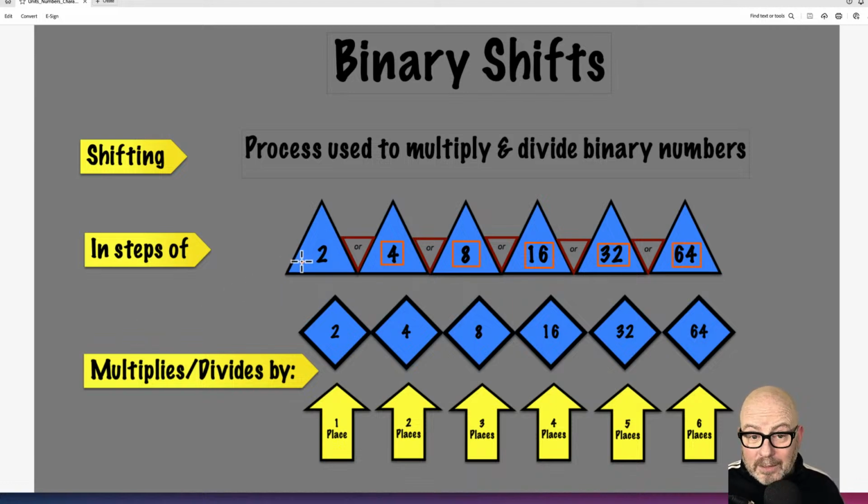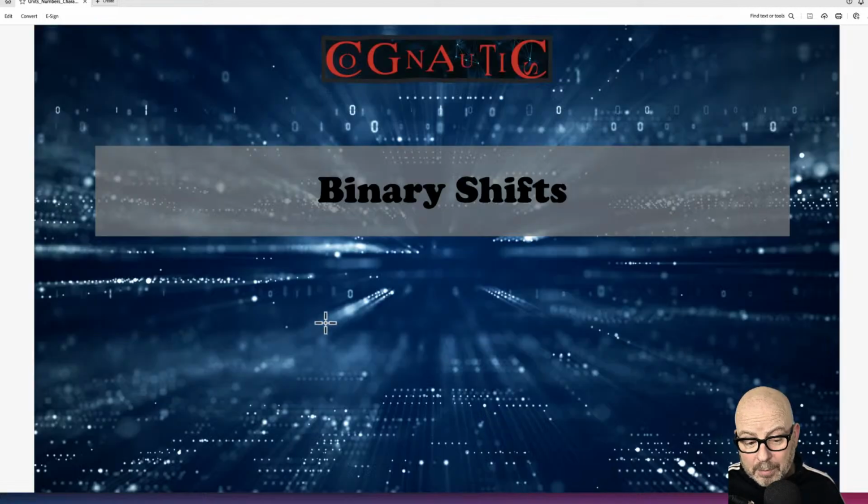So if you're multiplying, and think about it, you're going left. If you're dividing, you're going right. So if you're multiplying, you're doubling the number. And if you're dividing, you're halving the number each time. Okay. Now they talk about places or they talk about bits. So this could be one place or one bit.